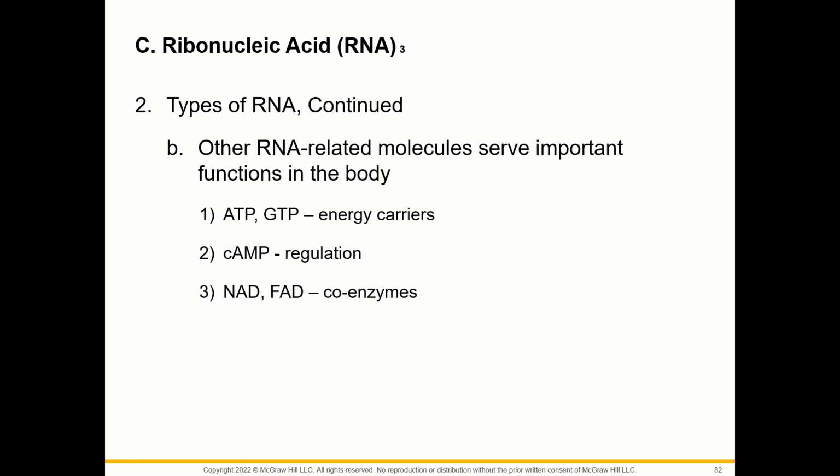So we've got ATP and GTP, so adenosine triphosphate, and then GTP, which it doesn't spell out there, but it also talks about cAMP, which is called cyclic AMP, and that one we'll learn about when we get into the hormones. And then we have NAD, which is nicotinamide adenine dinucleotide, and FAD, which is flavin adenine dinucleotide.